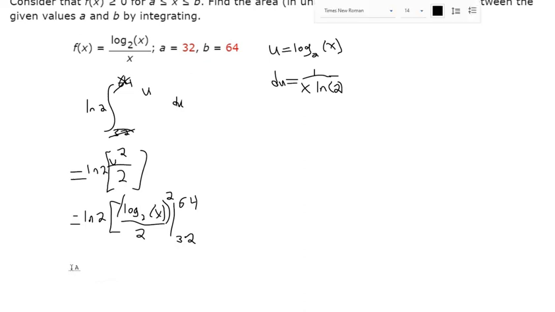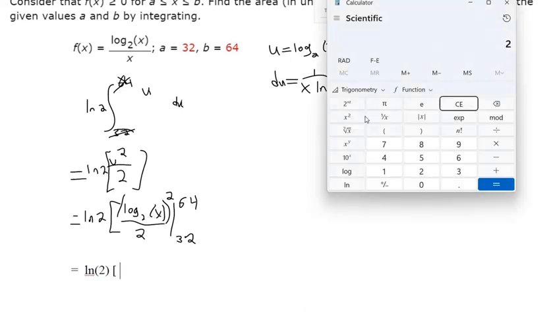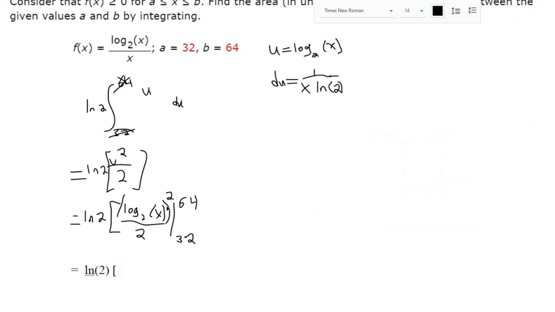So to finish evaluating those limits of integration, we're multiplying the entire thing by natural log 2. Log base 2 of 64, that's our upper limit of integration. You raise 2 to the 6th power to make it be 64, so log base 2 of 64 is 6. But we're supposed to square that result, so 6 squared is 36.